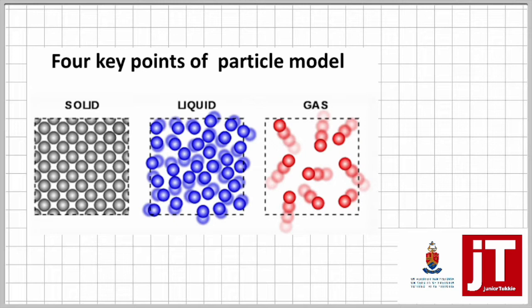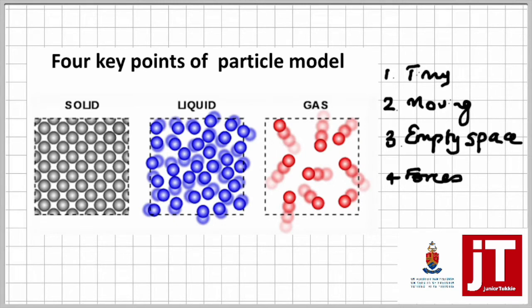Now, the particle model has got 4 key points. Let's have a quick look at them. The first point is that the particles themselves are tiny. They are so small that whether it's in a solid form or a liquid form, the matter, or in a gas form, we cannot see them. Secondly, these particles are all moving. In a solid, a liquid, and in a gas state, the particles are not at rest.